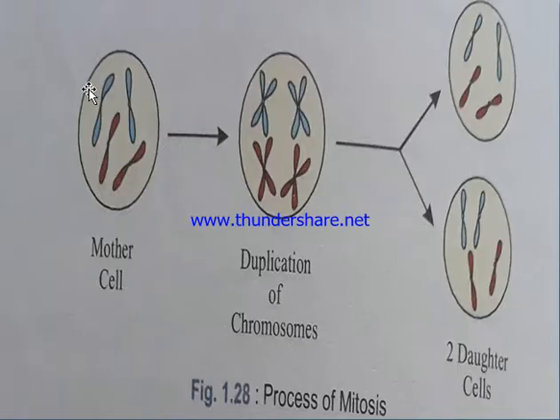This is the diagram. This is the mother cell. No other chromosomes are present. They duplicate themselves, double, and divide to form the two daughter cells. They are used for growth.